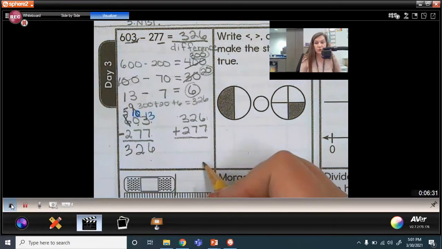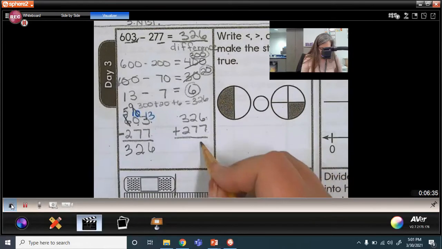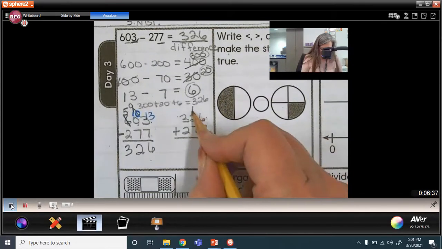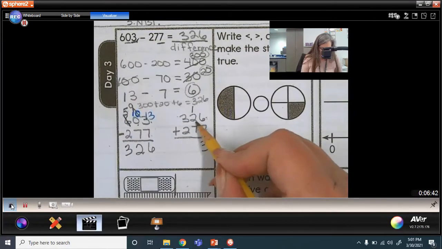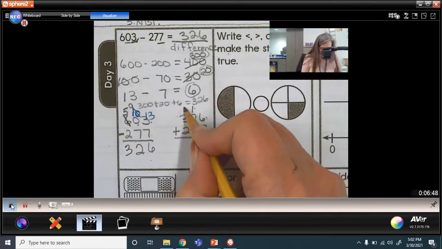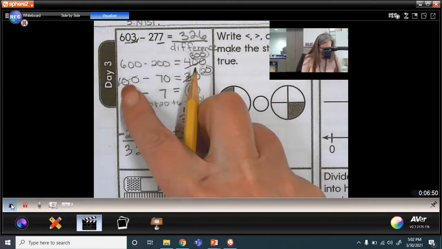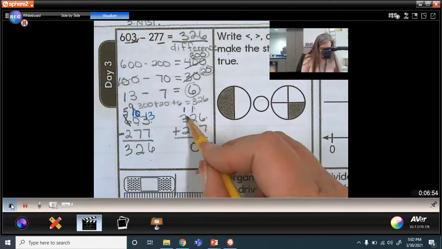they should add up back to 603. So 6 plus 7 is 13. Carry the 10. There's that 10 again. 70, 80, 90, 100. Regroup that 100. And that's when I had to borrow. Remember, I had to borrow that 100 and regroup it. Well, now I'm adding it back in.